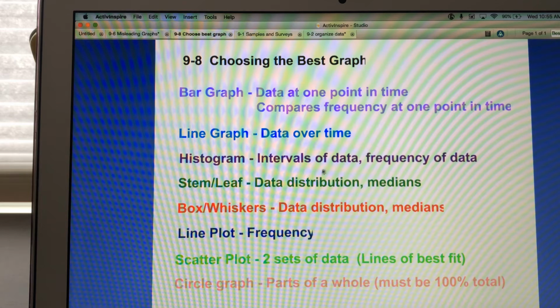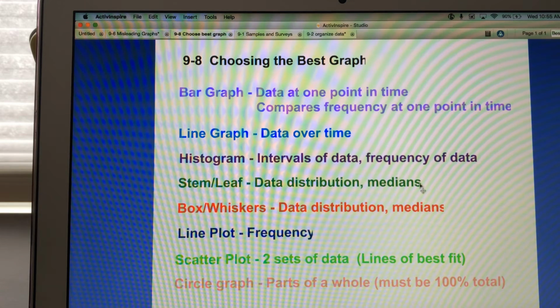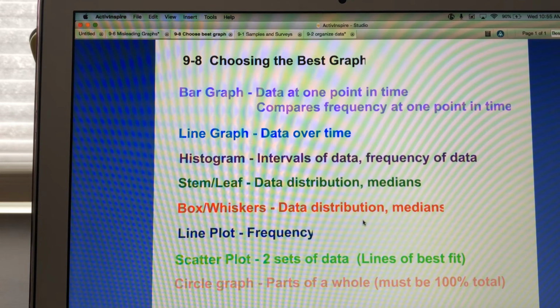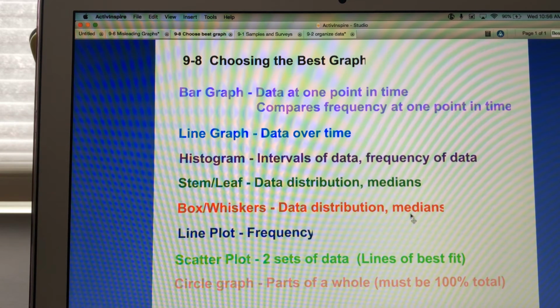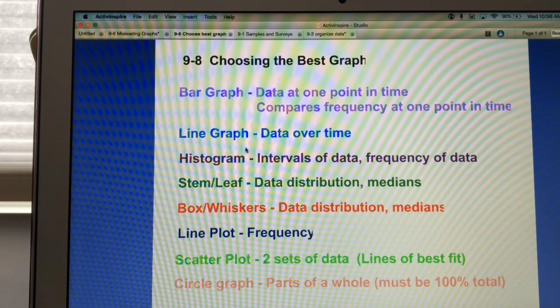You may have already watched that video. Stem and leaf. Data distribution. You might be looking for medians, but we also just said that you could use that for modes. Oh, the box and whiskers. Box and whiskers. Also, data distribution. You are definitely here looking for medians, the middle values. Remember, in a box and whiskers, you have 4 sections, and every section is equal, even if they don't look equal.